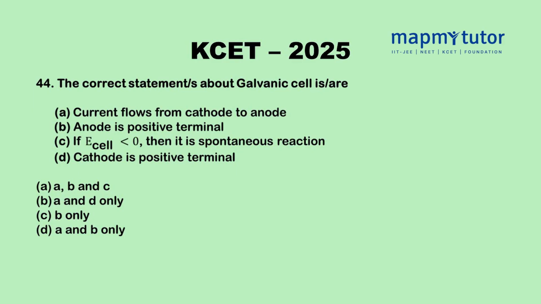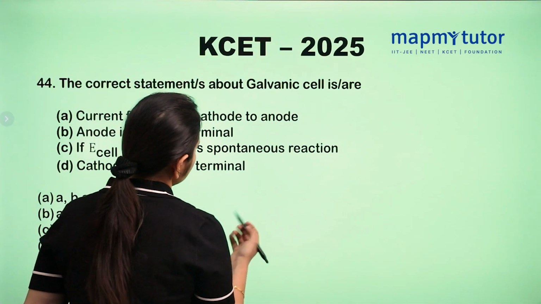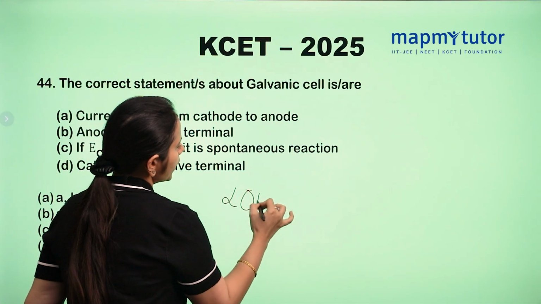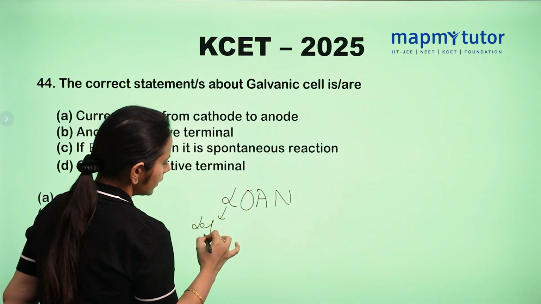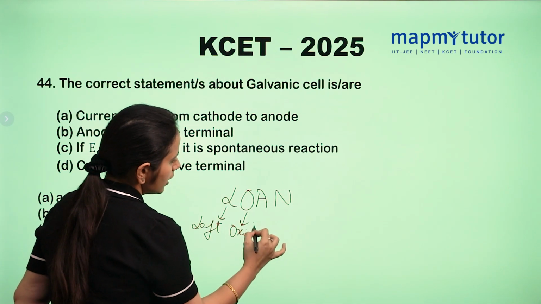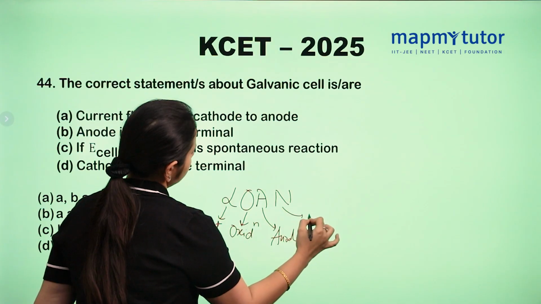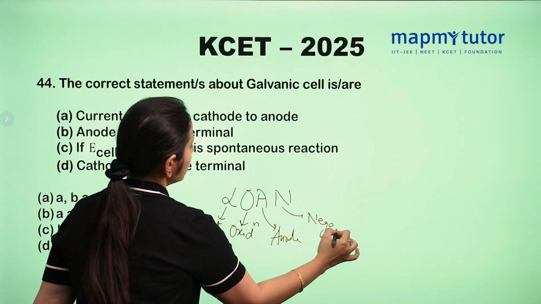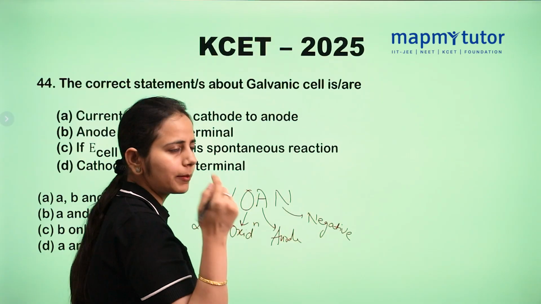The correct statements about galvanic cell. For galvanic cell, there is a small trick. Remember this thing. L-O-A-N. L is left, that is left side. O is oxidation. A is anode. And N is negative. You can remember this term, that L-O-A-N, lone. If you remember lone, whenever galvanic cell comes, now remember lone.